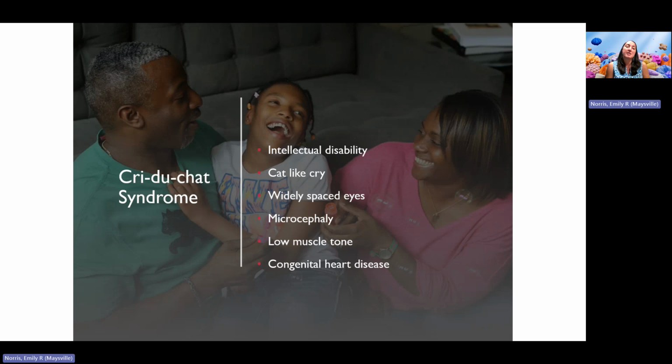All right, Cri du chat syndrome. This is an intellectual disability. Cri du chat means a cat-like cry. So oftentimes as an infant, they'll have this really high-pitched cry that's really characteristic of this syndrome. The eyes are typically spaced out more wide, and the head is typically smaller, and they typically have low muscle tone and congenital heart disease.